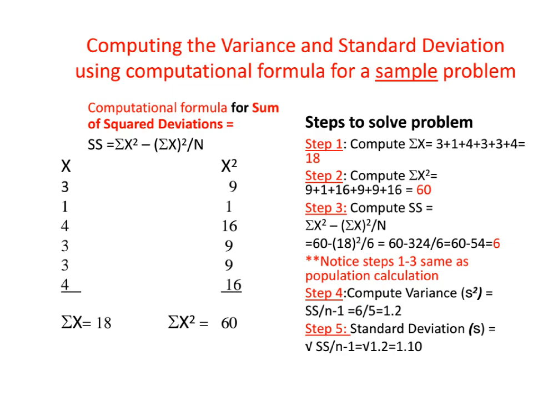Now, you might ask why, in the sample problem, our standard deviation is larger, 1.10, than with our population problem, where our standard deviation was only 1. That is a good question to ask. The reason is that we make the correction in the denominator in steps 4 and 5, where we have n minus 1. We make that correction because in general, when we use a sample, we end up with a biased estimate. That's why we make the n minus 1 correction.